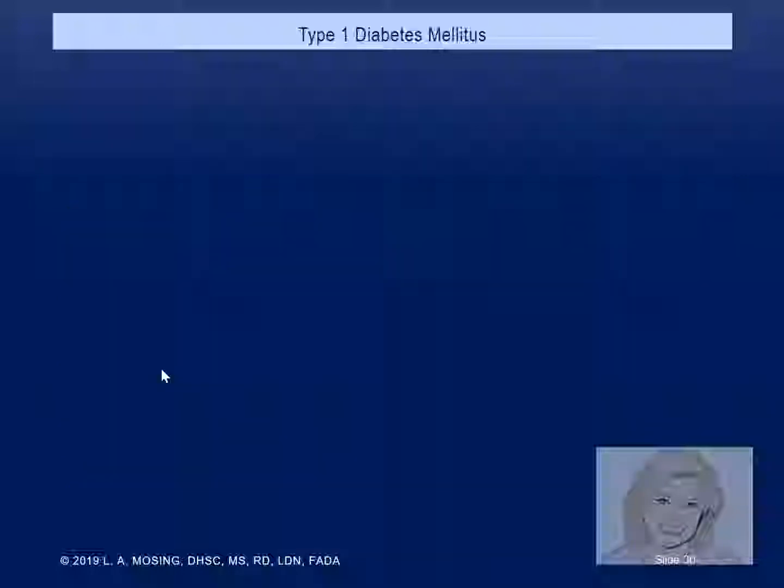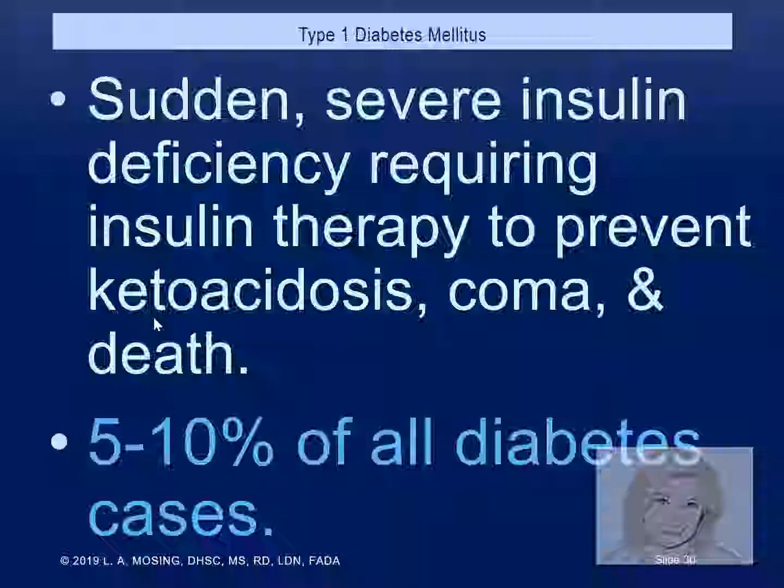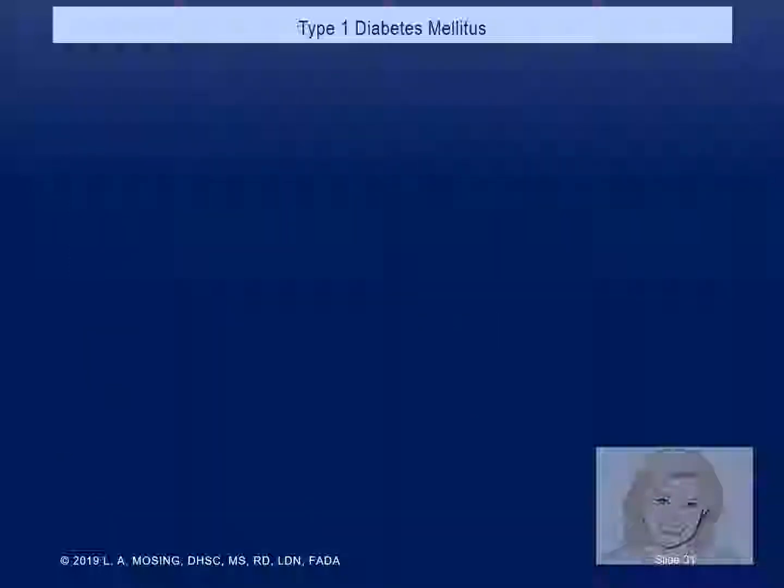They're targeting that market. So with type 1 diabetes, that's the least number of cases you'll usually see. It's sudden, severe insulin deficiency. It requires insulin to prevent the negative state of ketoacidosis, coma, and of course death. That's about 5 to 10% of all cases. So most of the people you will see have type 2.